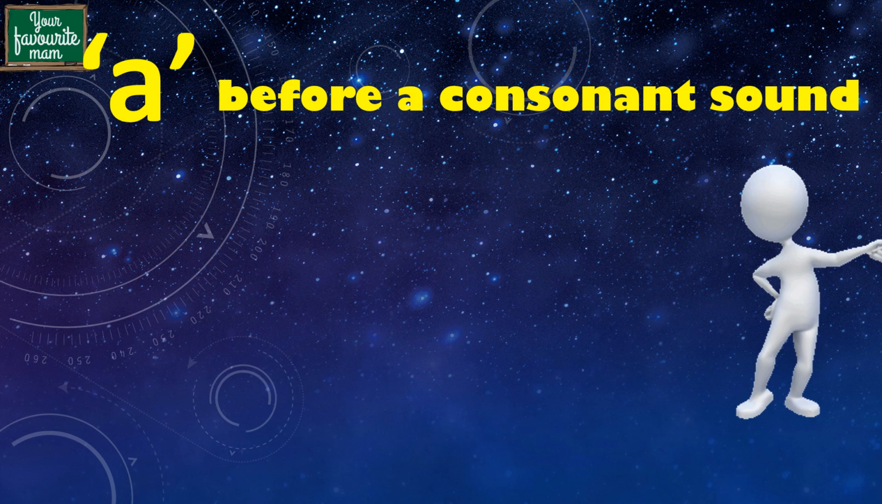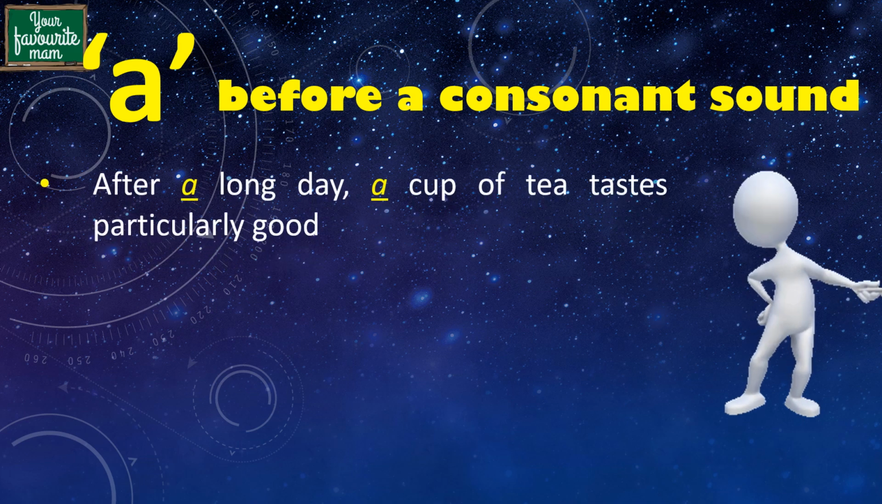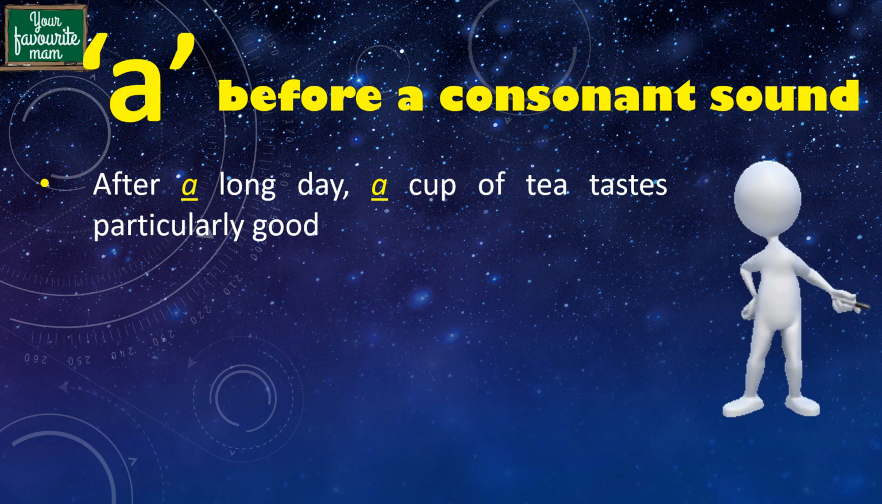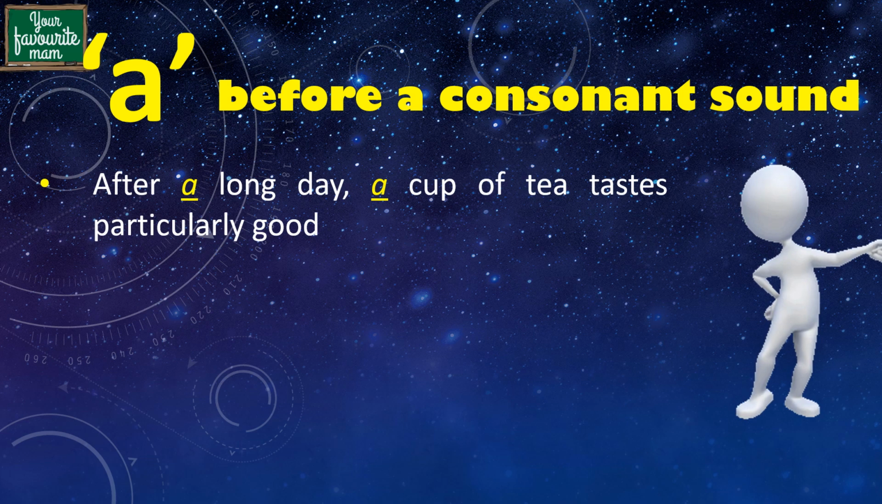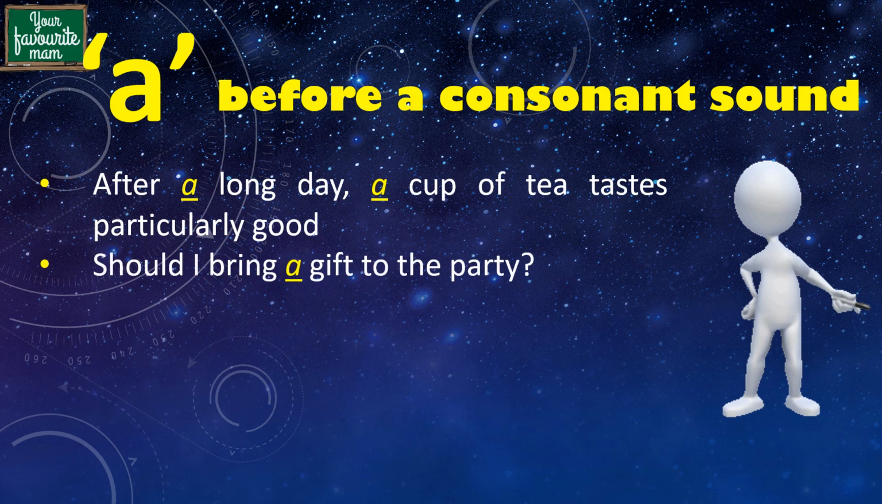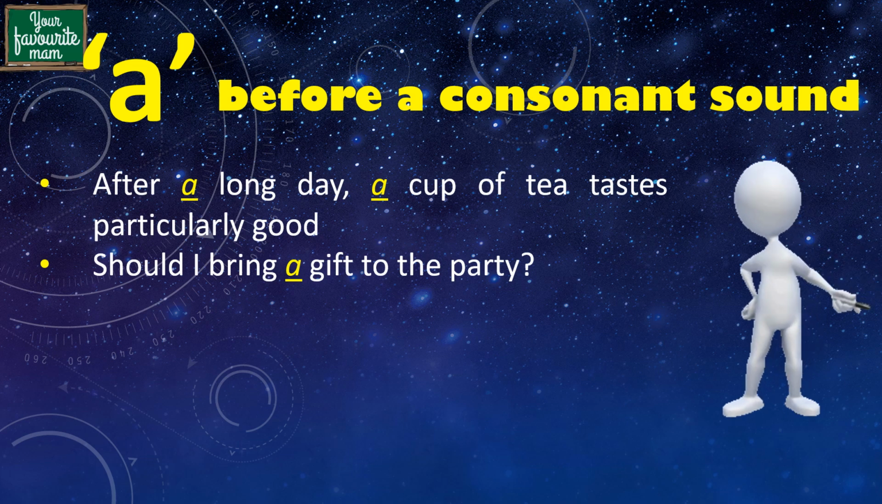So the indefinite article a is used before a consonant sound word. For example, after a long day, a cup of tea tastes particularly good. By using the article a, we have created a general statement implying that any cup of tea would taste good after any long day. Should I bring a gift to the party? Here, your friend would understand that you're not asking about a specific type of gift or specific items, because we are using the article a.